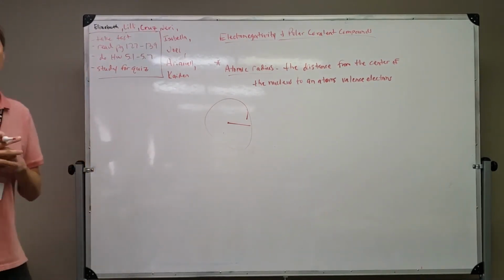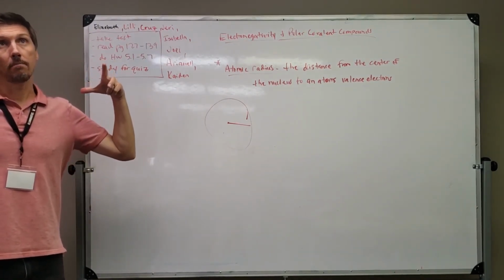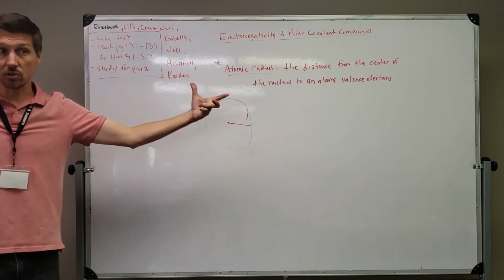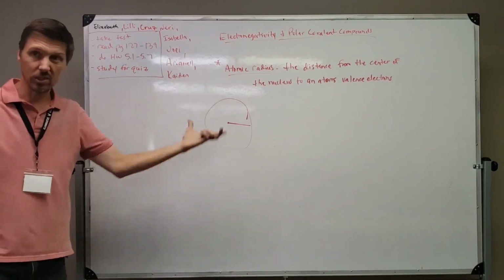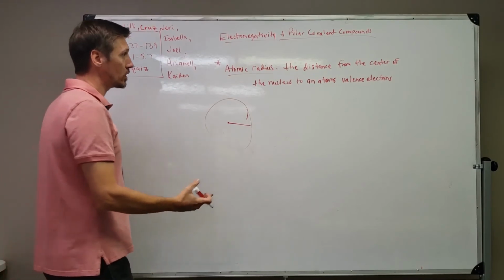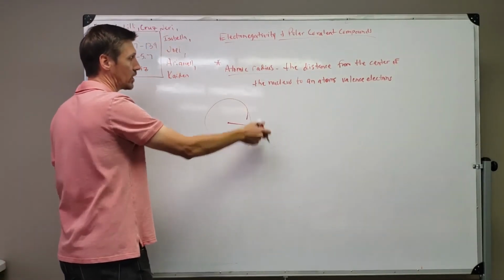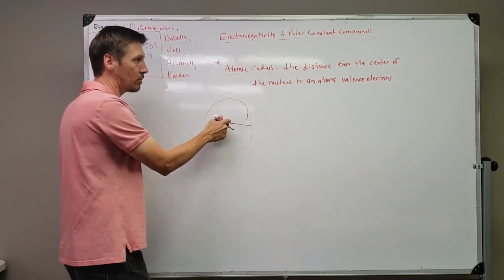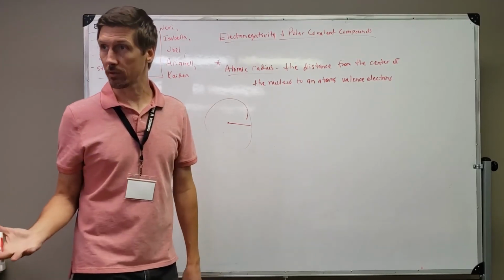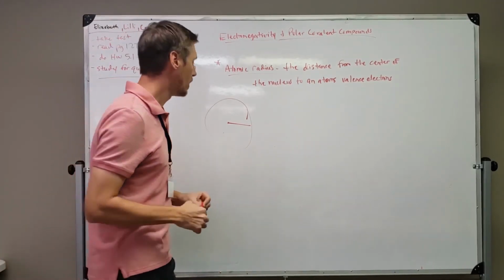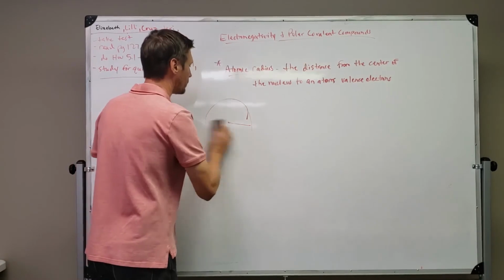Well, the valence electrons are the electrons that are out in the furthest orbits, right? So that's kind of like the full size of the atom. And so the distance from whatever that furthest electron is out there to the center of the atom where the nucleus is, that's what we call the atomic radius, right? The radius of the atom. So that should make sense to us.